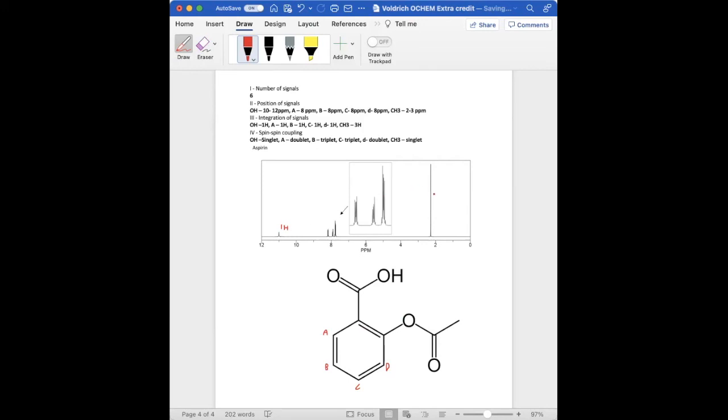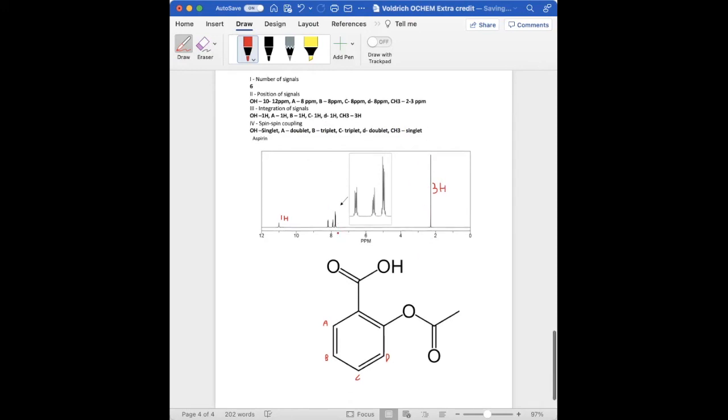The second thing that stands out is this large peak at around 2.2. We can tell that this is the CH3 peak because CH3 has a shift from 2 to 3, and the integration is 3 hydrogens. So we'll know that this is equal to 3 hydrogens. And we also see that it is a singlet.